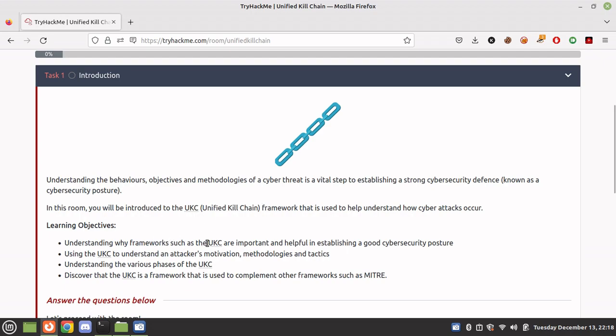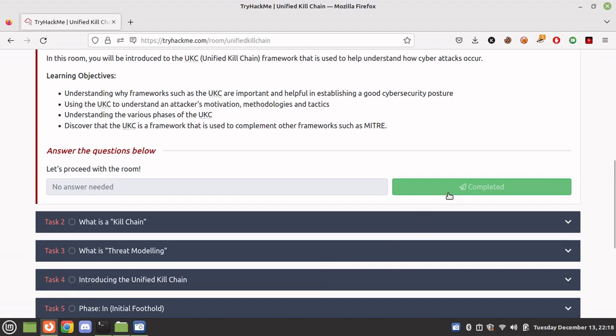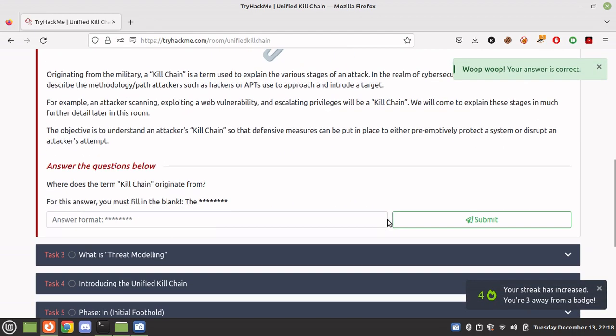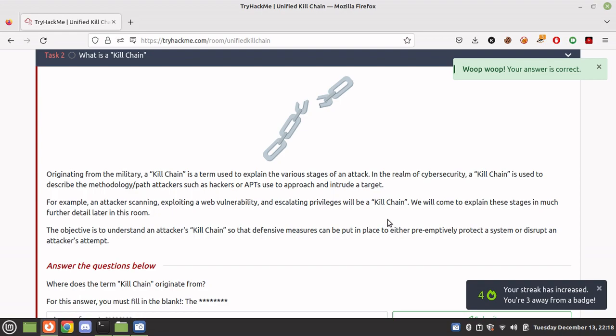Understanding why the framework works in the Unified Kill Chain is important and helpful in establishing a cybersecurity posture, using the UKC to understand an attacker's motivation, methodologies, and tactics. Understanding the various phases of the UKC, and discovering that the UKC framework is used to complement other frameworks such as MITRE. So basically, it's also related a lot to MITRE. If you don't know what MITRE is, we'll cover MITRE in upcoming videos, so stay tuned for that.